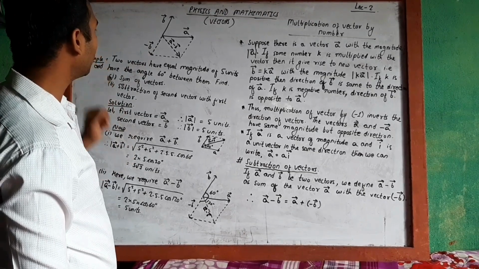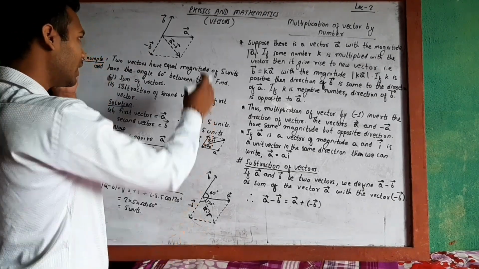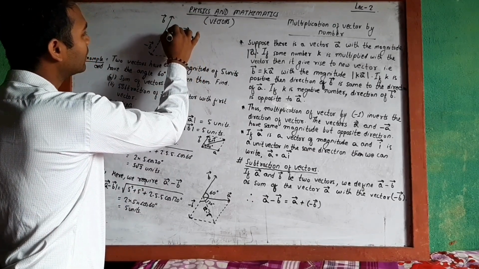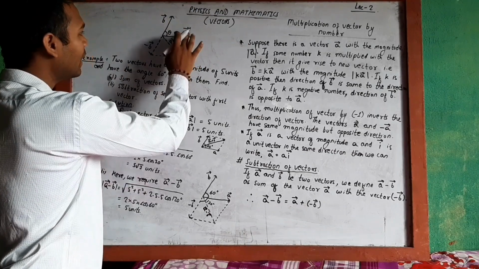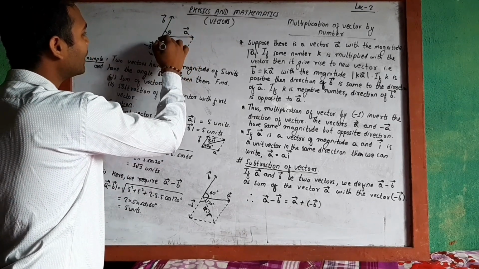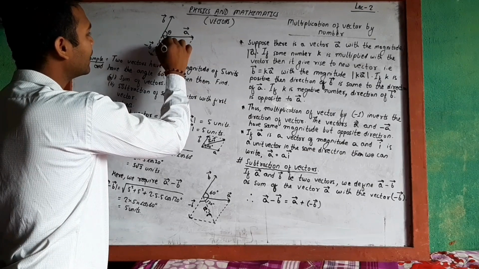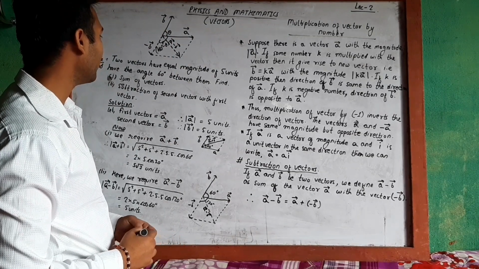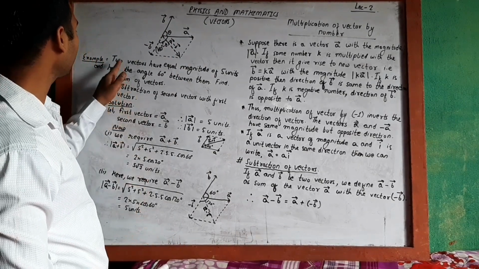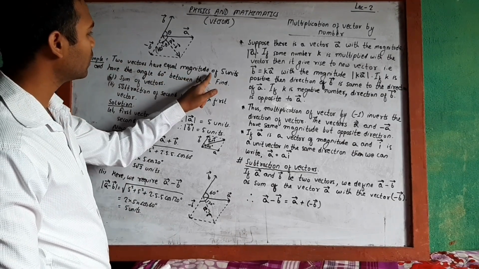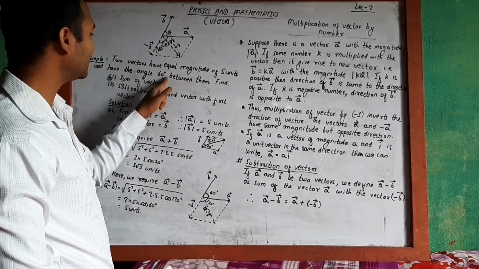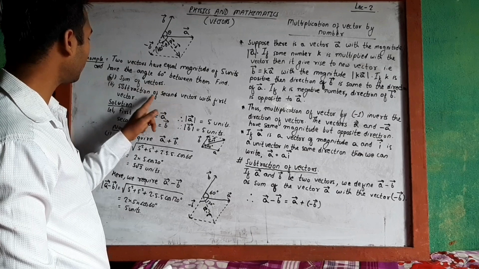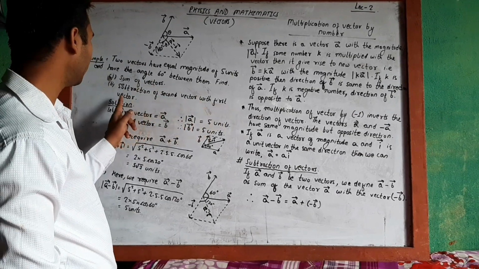Now let's take one example. If the angle between a and b vector is theta, then the angle between a vector and minus b vector will be 180 degrees minus theta. This is the angle between a vector and minus b vector. Now let us take one example. Two vectors have equal magnitude of 5 units and have an angle of 60 degrees between them. Find first the sum of the vectors, and second the subtraction of the second vector from the first vector.